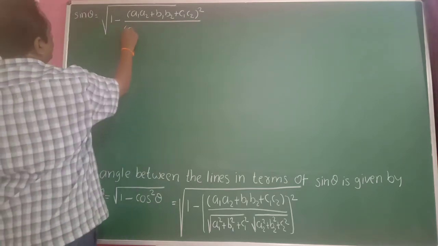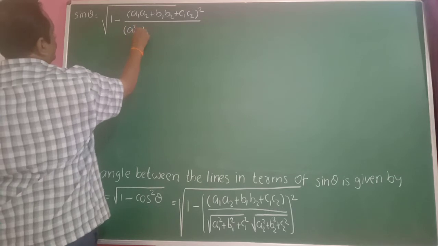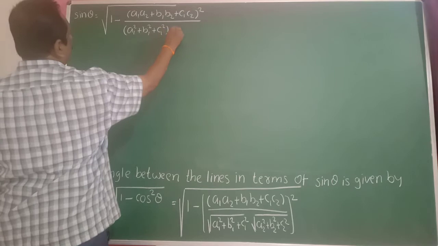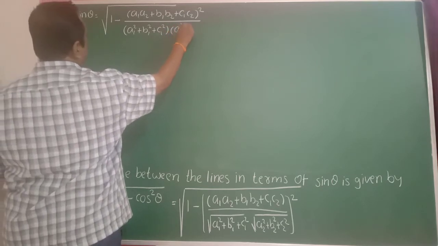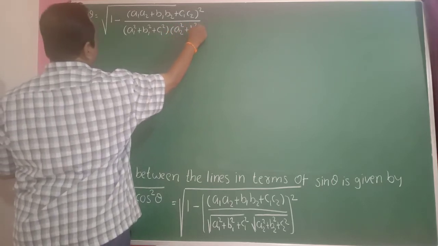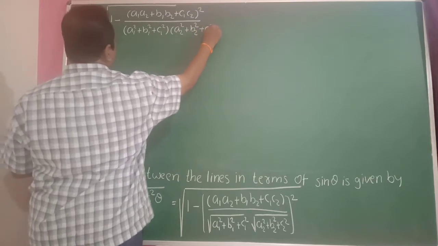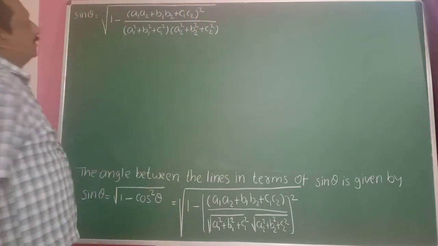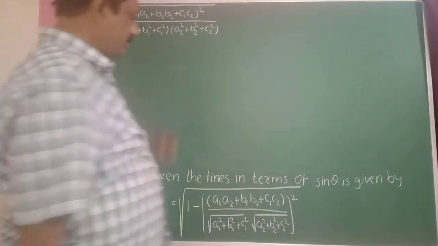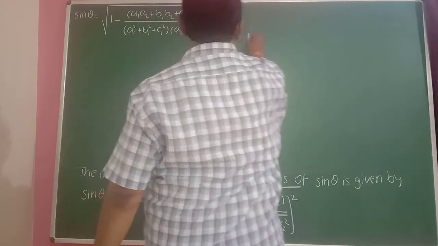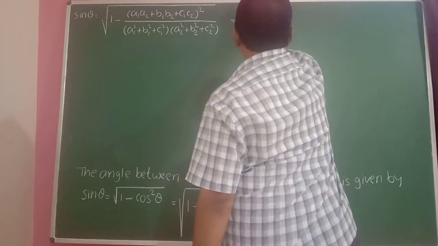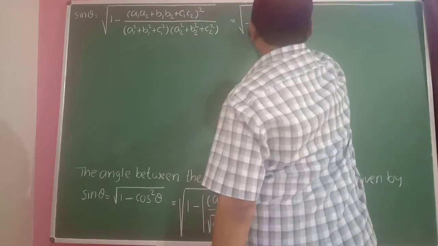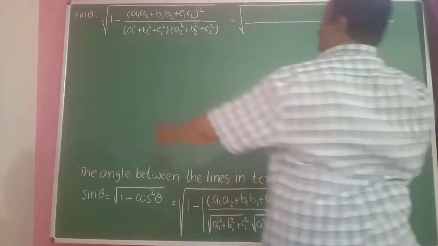a1 square plus b1 square plus c1 square into a2 square plus b2 square plus c2 square. Then your LCM is this term here. So this is equal to root of, in the denominator, write these two terms here.